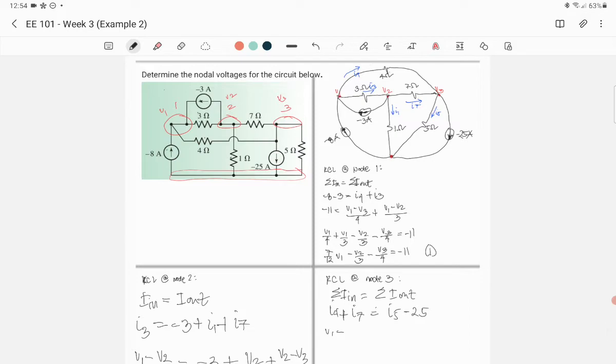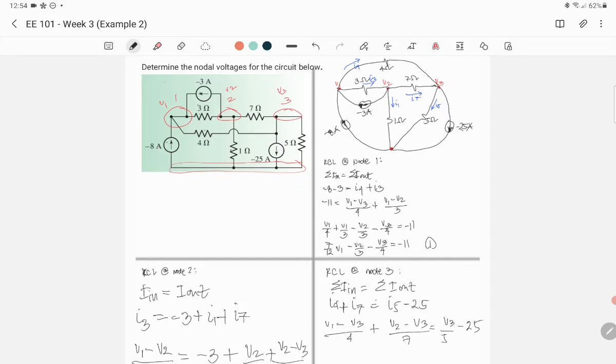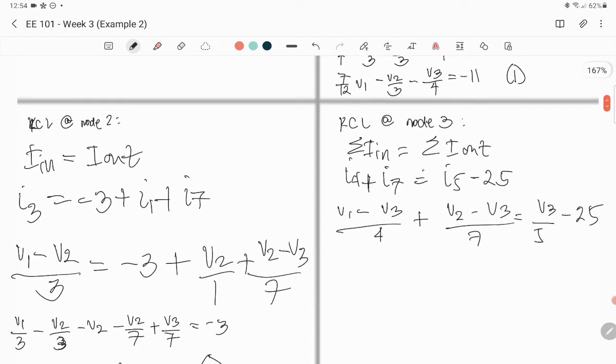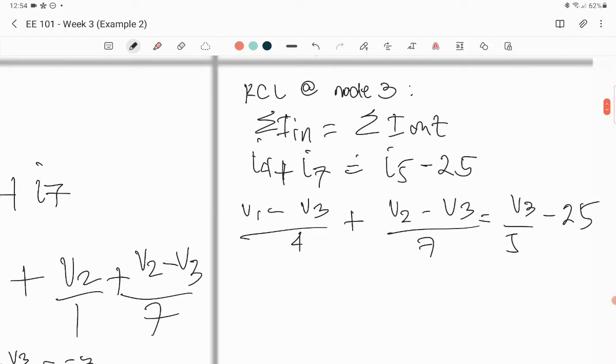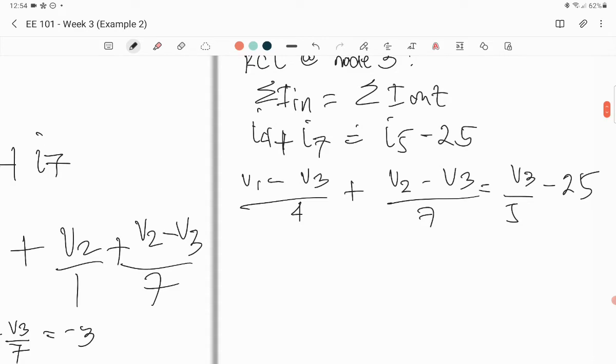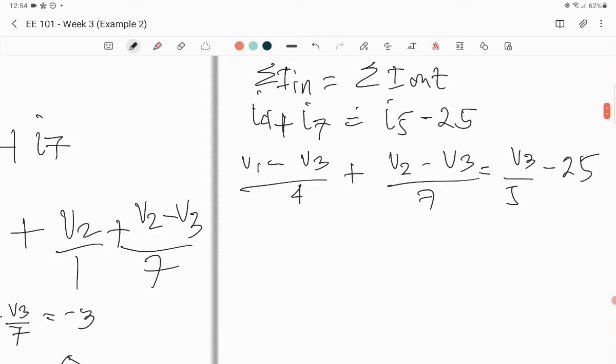So that's it. I4 is just equal to V1 minus V3 over 4, plus your V3 here. Your I7 here is just equal to V2 minus V3 over 7, is equal to your I5 here, which is V3 over 5, minus 25. Okay, so this will be our equation for our third node. Now, let's observe that there would be three terms for V3, one term for V1, and one term for V2. So we will just be combining the like terms.